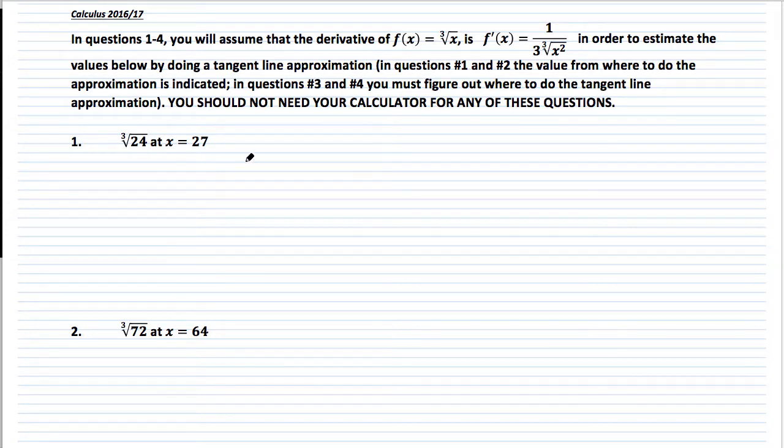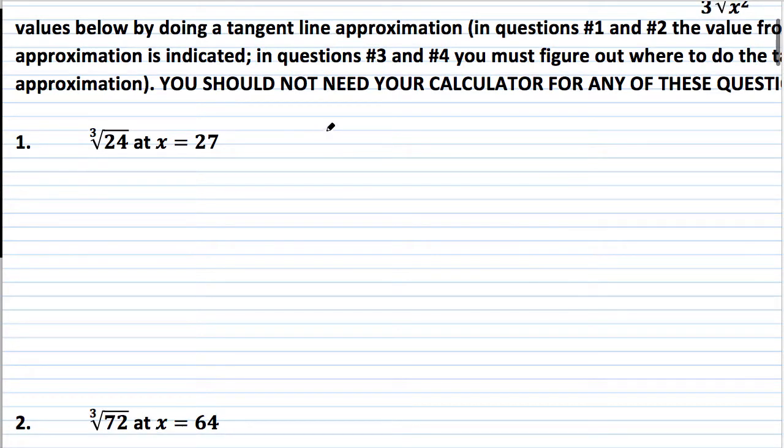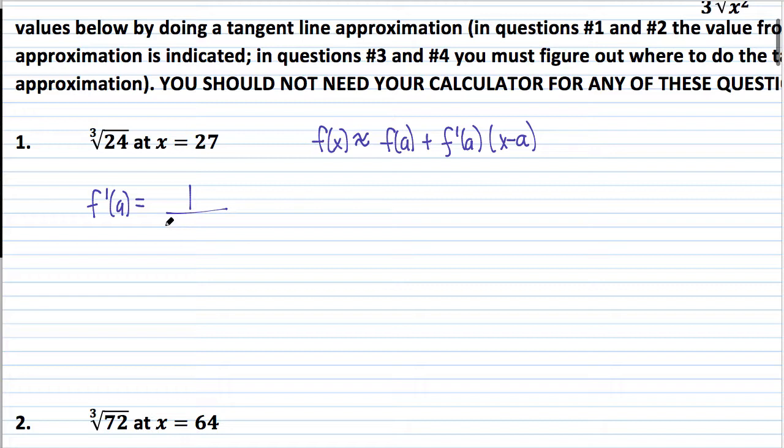So first things first, I'm going to quickly remind you that the tangent line approximation comes from f of x is approximately equal to f of a plus f prime of a, the derivative at a, times x minus a. So first thing I'm going to do is compute the value for my derivative, f prime of a. So f prime of a is equal to, now this is given up above, 1 over 3 times the cube root of x squared. Or sorry, a squared.